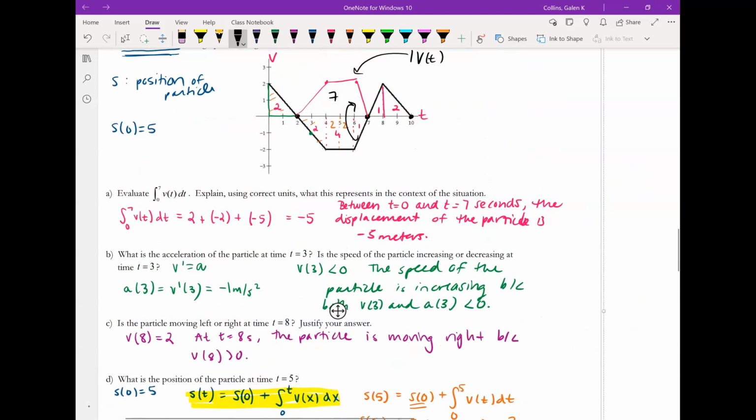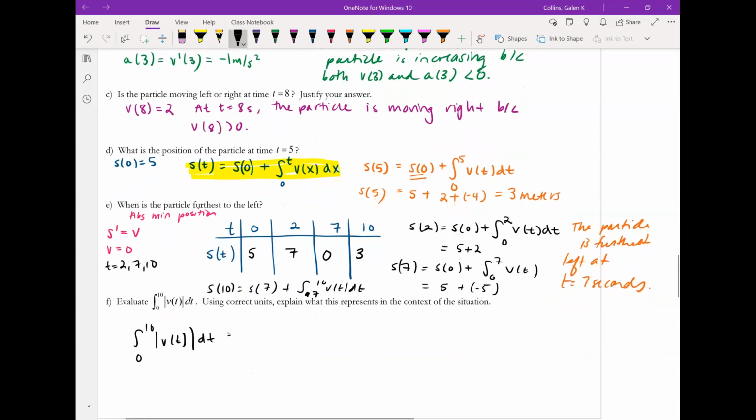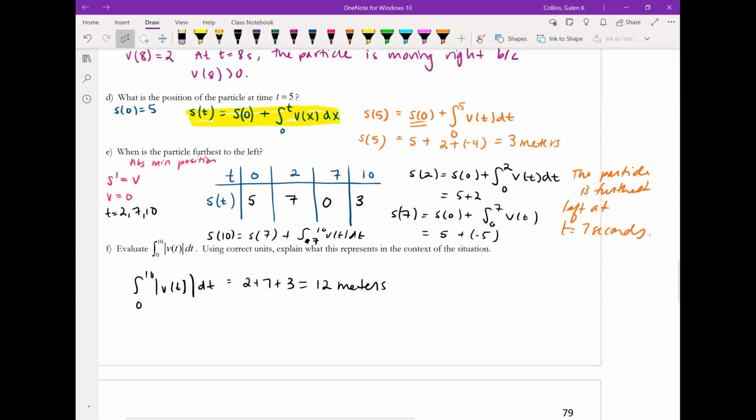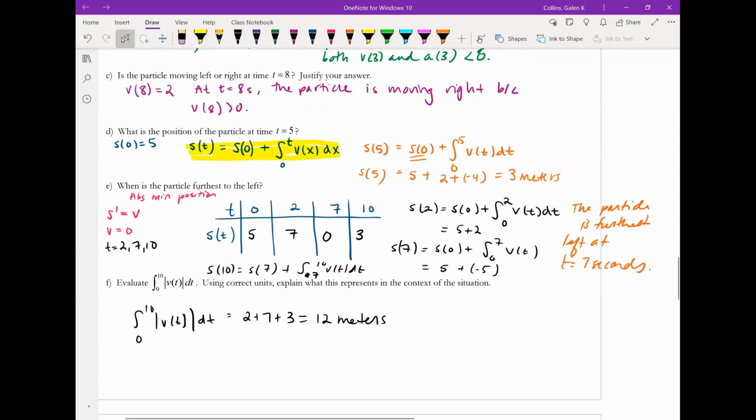So we're going to add all the positive areas, so a +2, a +7 for all that area that's below the axis, and then a +3. So 2 plus 7 plus 3 gives us +12. And our units are meters. So then explain what this represents in the context of the situation. So remember, when we talk about absolute value, this is not the displacement, but this is the total distance traveled.